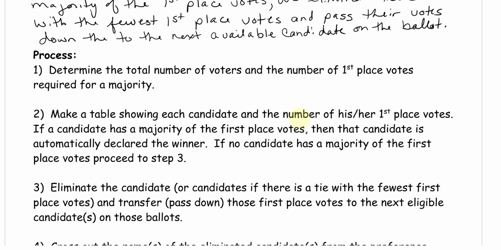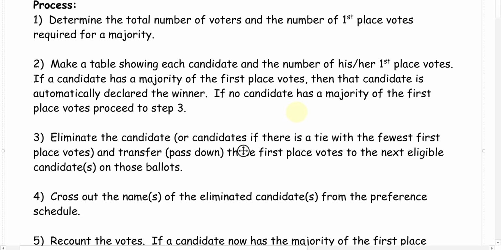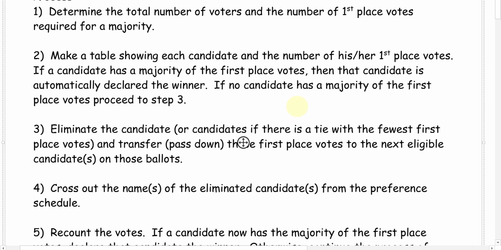First, we'll take a look at the process. So we want to determine the total number of voters and the number of first place votes required for a majority. So we'll take the number of voters, divide by 2, and then you need more than half. So if it is an even number of voters, then we'll need to add 1 on. If it's an odd number, then we'll have to just round it up. Next, we want to make a table showing each candidate and the number of his or her first place votes. If a candidate has the majority of the first place votes, then that candidate is automatically declared the winner. If no candidate has a majority of the first place votes, then we proceed on to step 3.